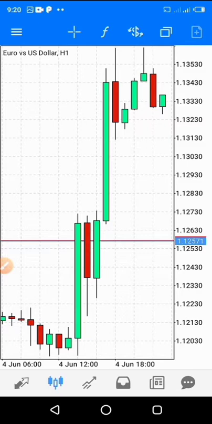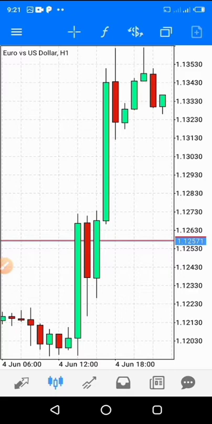Now, why do we need to understand candlesticks? Understanding candlesticks helps us to understand patterns, it helps us to understand trends, and it helps us to understand what has been happening in the market before, what is happening currently, and what should happen in the nearest future.